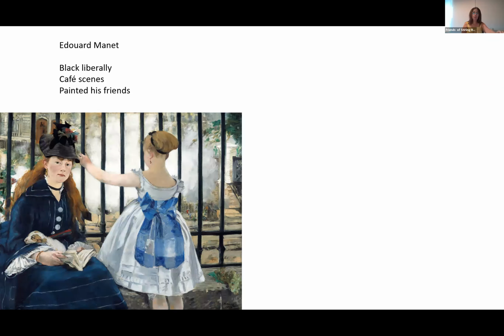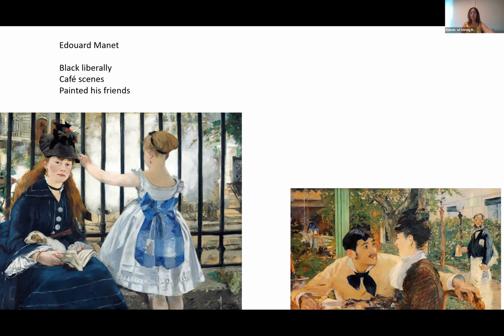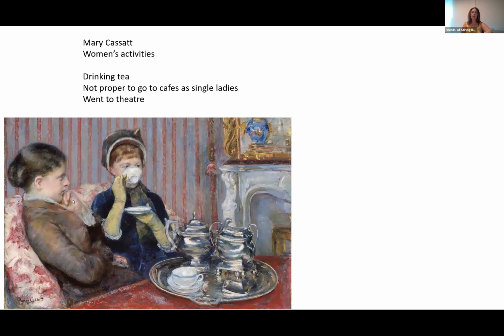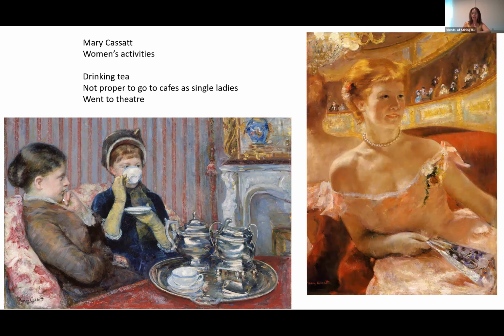So Manet, he used black most of the time. He's going to make café scenes. He painted his friends. And of course, the most iconic paintings are Le Déjeuner sur l'Herbe and Olympia. Then we have Mary Cassatt, where we see women's activities like drinking tea. It was not proper for them to go to the cafes as single ladies. They needed a chaperone, so they go to the theater. So it's very recognizable. Also, she painted women with children or mothers with children.